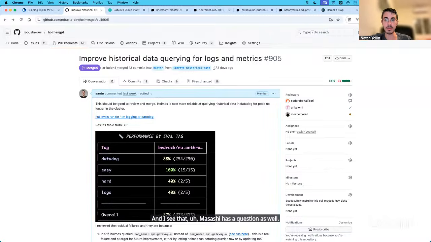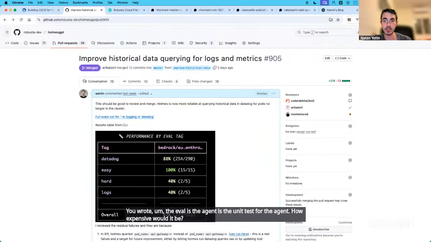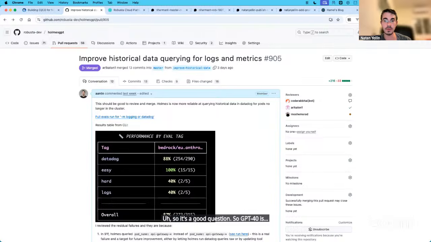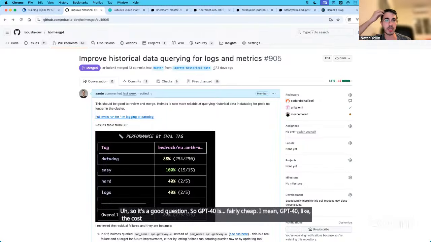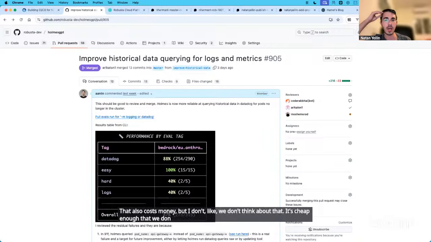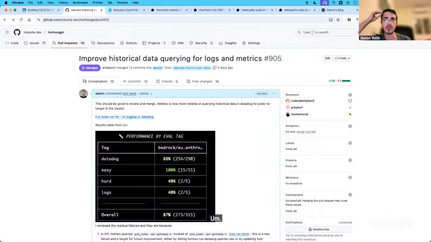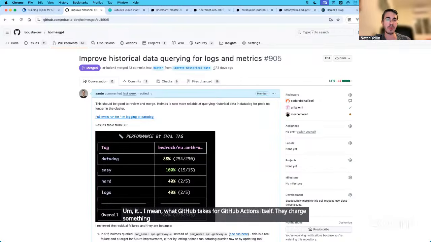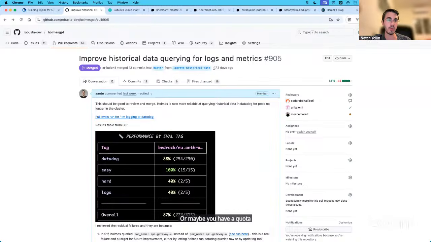You wrote, the eval as the agent is the unit test for the agent. How expensive would it be? So it's a good question. GPT-4o is fairly cheap. The cost on it is negligible. It's really like peanuts. Every single run you do on GitHub Actions also costs money, but we don't think about that. It's cheap enough that we don't care. GitHub charges something for GitHub Actions itself, I think, or maybe you have a quota. But it's cheap enough that we don't care.